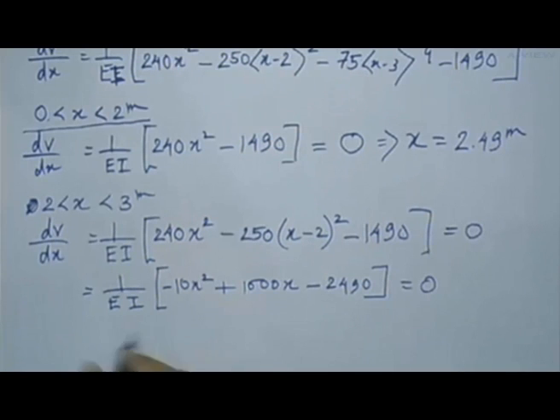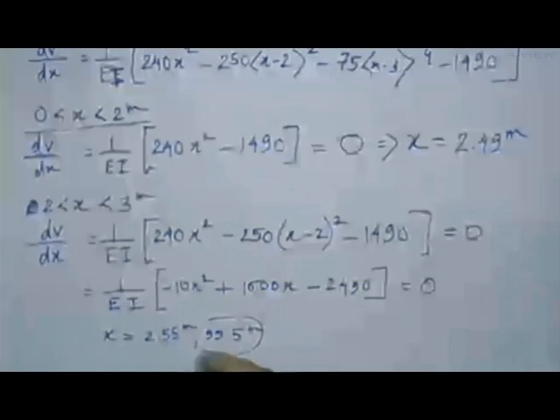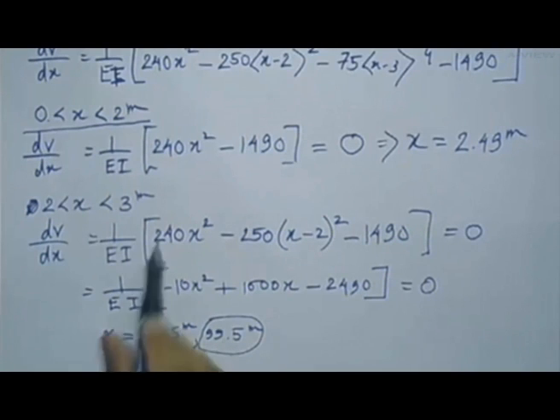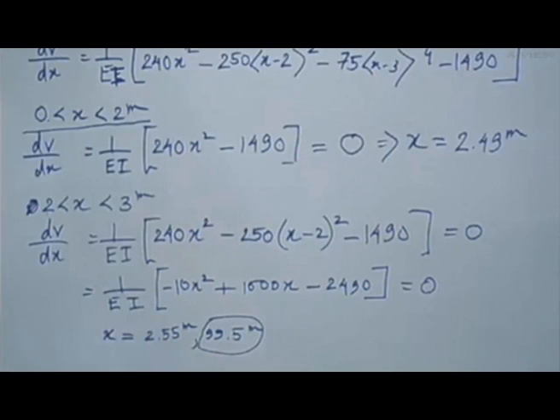Now I've just solved it for your convenience. So to solve this, you will get x is equal to 2.55 meters and 99.5 meters. Now again, this value is not applicable because for this equation, the limits of application are between x equal to 2 and x equal to 3. The first solution, x equal to 2.55 meter, is between 2 and 3, so this solution of x is applicable in this equation.